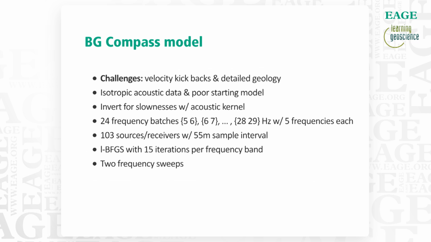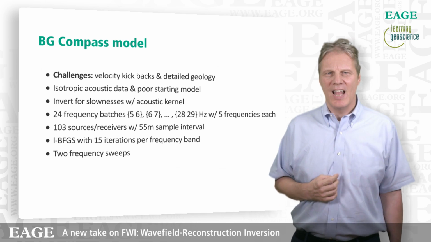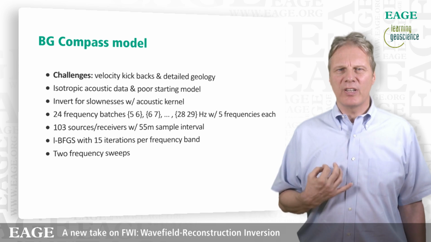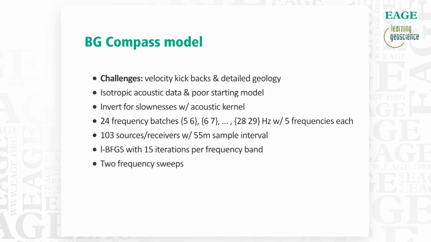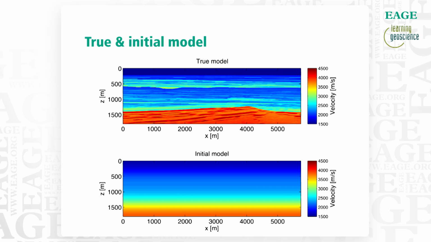Okay, so I will start off with the BG Compass model. The challenge of this is it's a model that has a velocity kickback and very detailed geology. I listed a number of properties of the inversion which I will not state, but feel free to look them up on the slides. I will carry out the inversions over two frequency sweeps. On the top we see the true velocity model, which is highly detailed and has geologically constrained complexity in it. And at the bottom we have the initial model. And we carry out the inversions from 5 Hz upwards using a frequency continuation method.